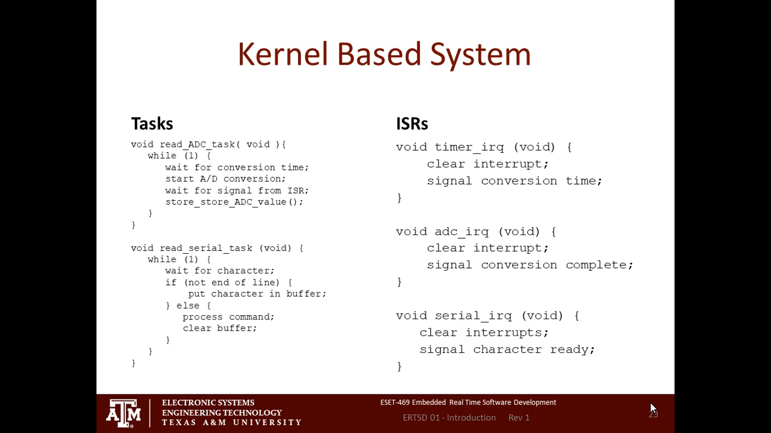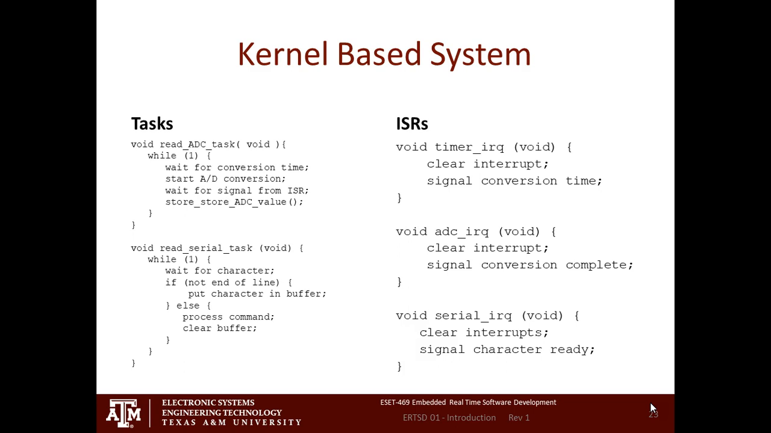I have this other task that's going to read something off the serial port. And basically what it's going to do is wait until it gets a character. When it gets a character, if it's not the end of line, it's going to put the character in the buffer. If it is the end of line character, then it's going to do whatever it takes to process the command, and we're done. We're going to go off and wait again.